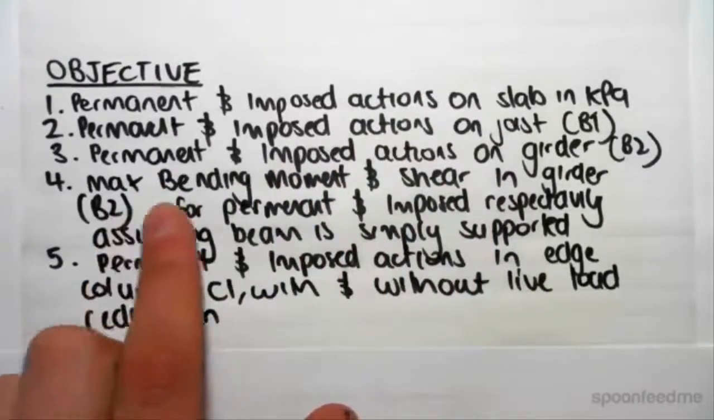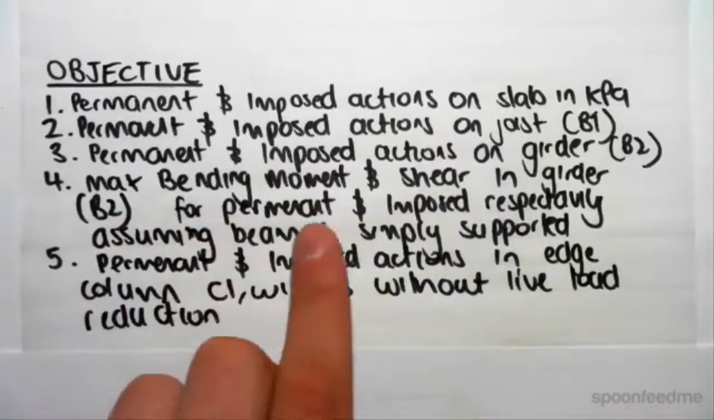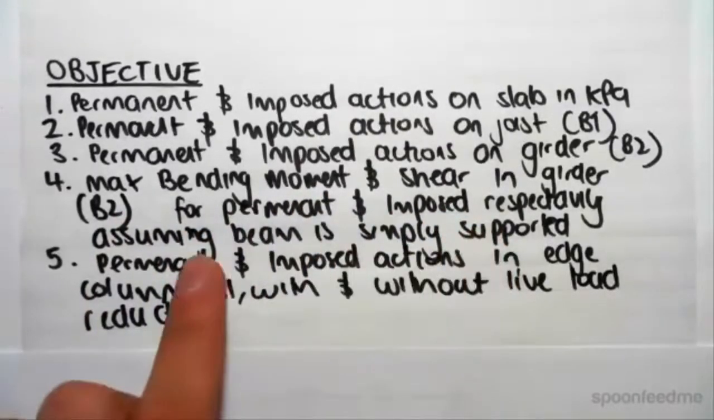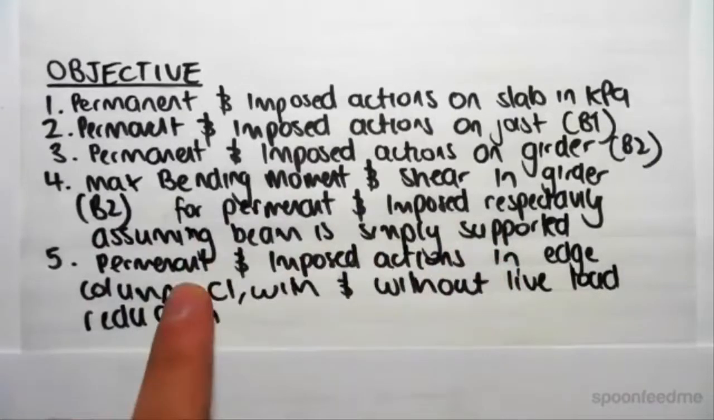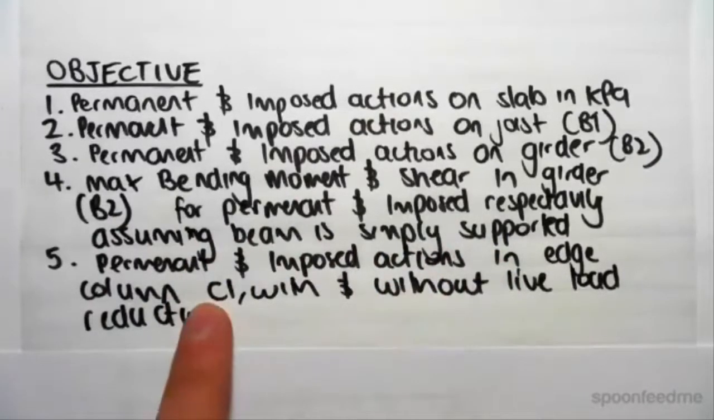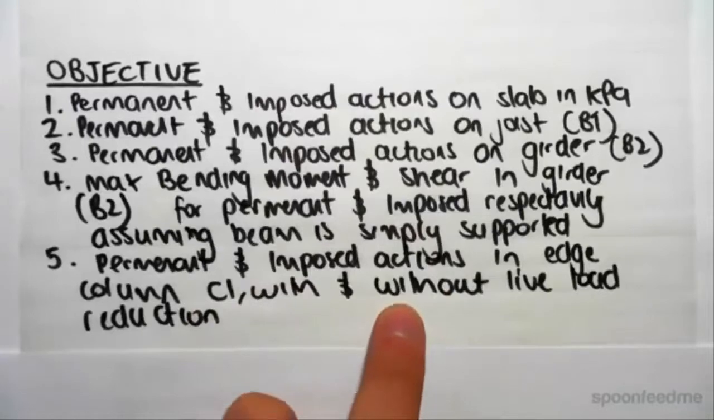We're then going to be finding the maximum bending moment and shear in the girder for permanent and imposed actions respectively, assuming the beam is simply supported, and then we're going to be finding permanent and imposed actions in edge column C1 with and without live load reduction.